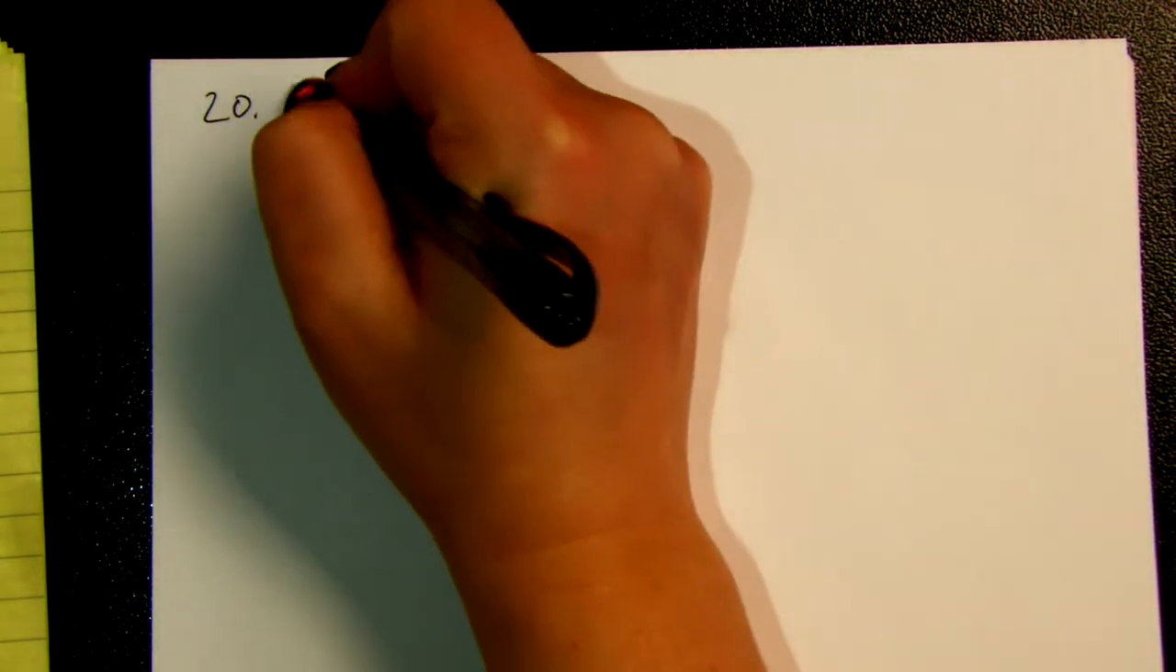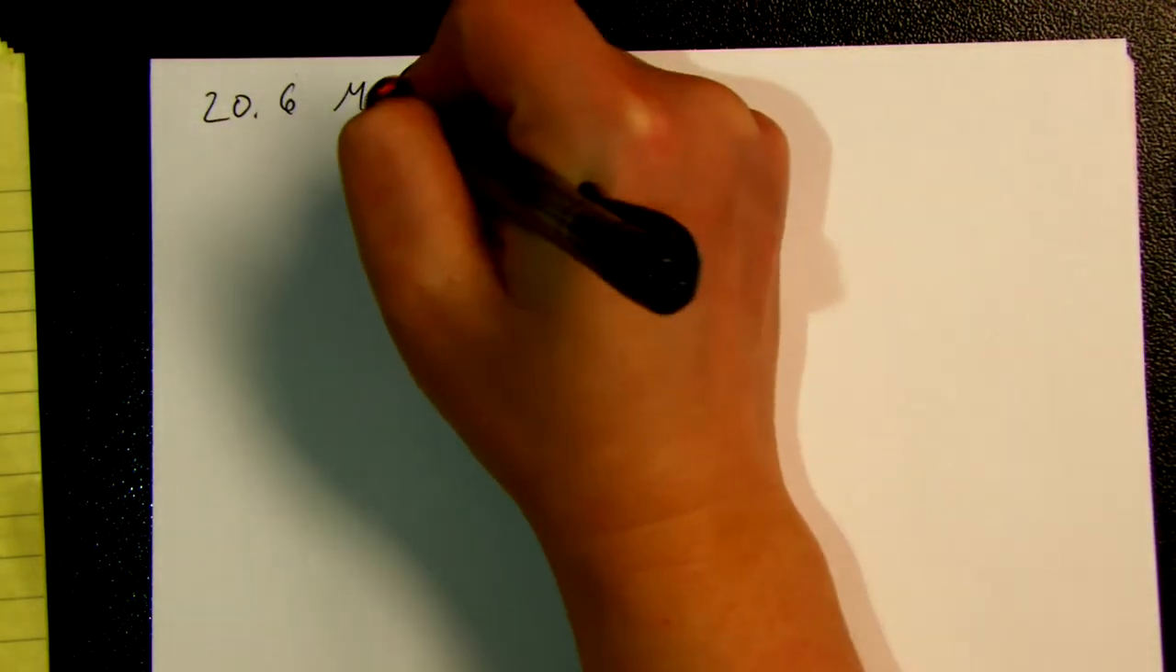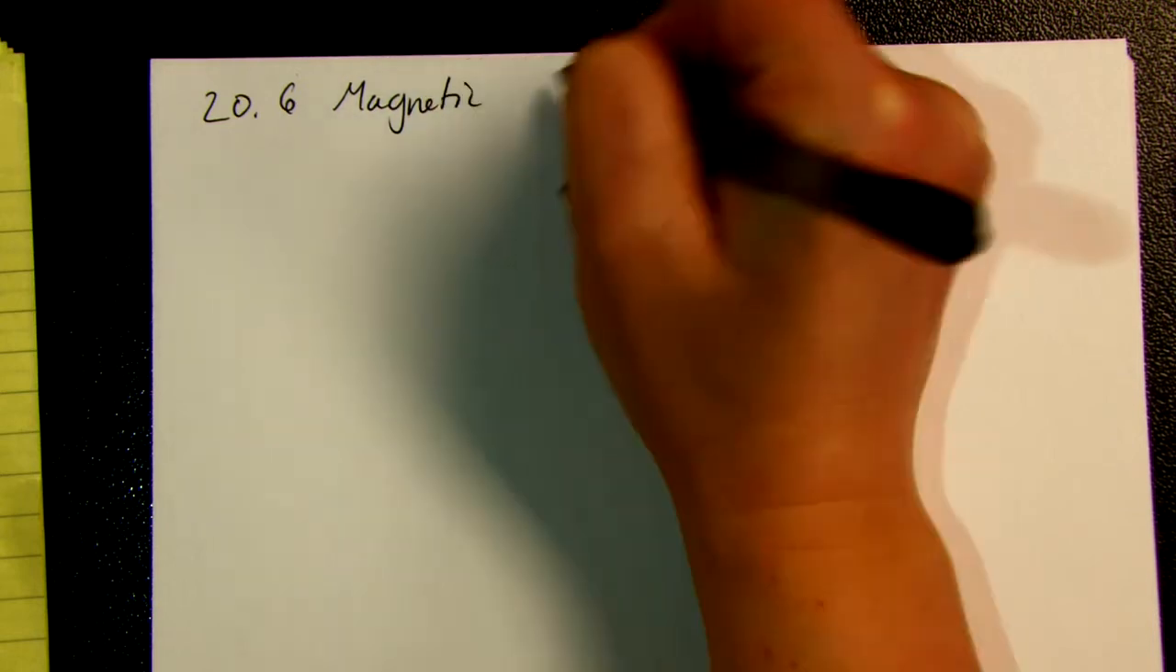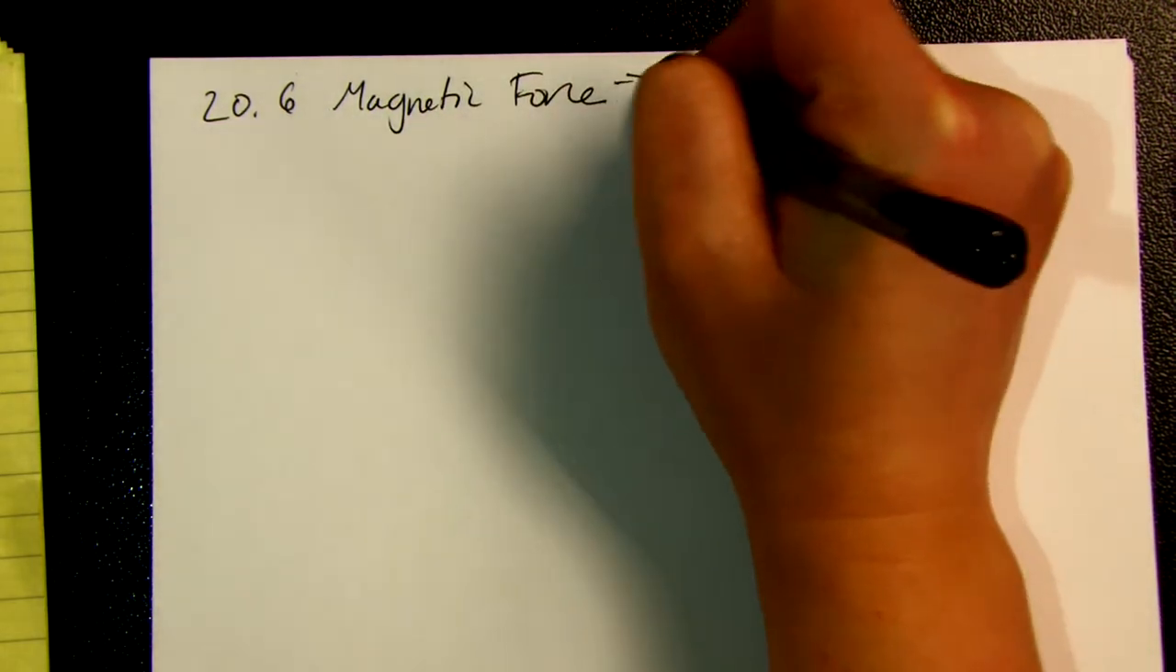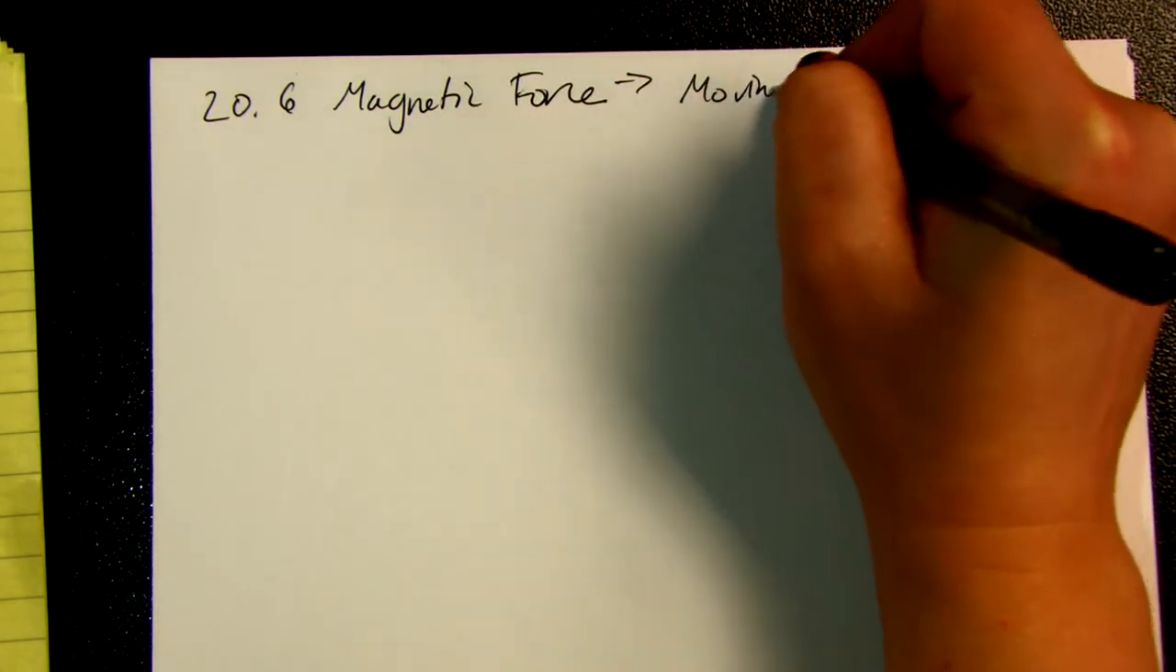All right, Physics 2, welcome back to part 2 of Thursday's lecture. So we're going to be continuing on with our discussion of magnetic force in chapter 20 of Matter and Interactions. Now we're going to be looking at magnetic force in a moving reference frame.